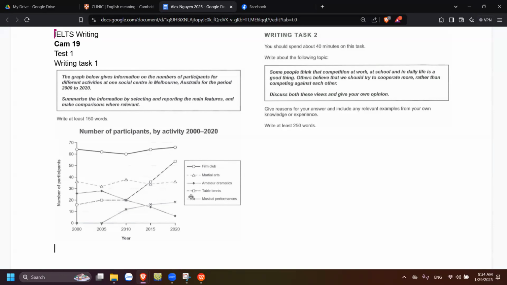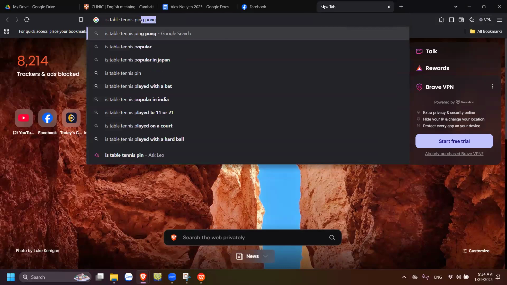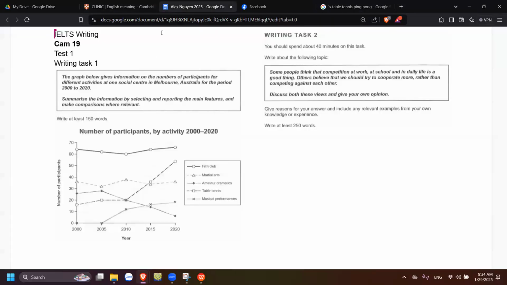The square line here is table tennis. Is table tennis ping pong? It's the same thing. Yeah, they're basically the same thing. Let me check. Yeah, it is the same thing. So the last line with an X here is musical performances. So it could be singing, it could be playing a musical instrument, guitar, piano, violin, drums, whatever it is.